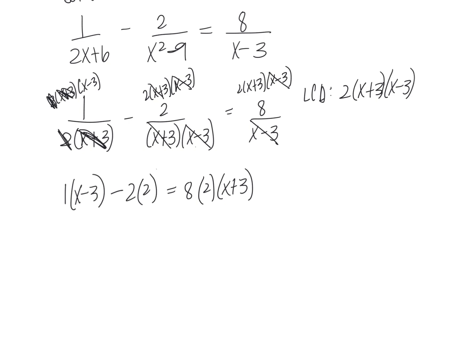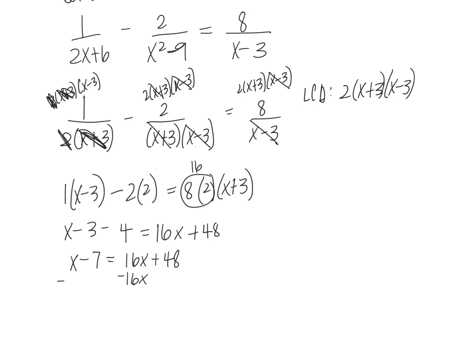So now I want to multiply everything out and combine my like terms. This is 16 right here. So 16x, and then 16 times 3. Again, now that we've multiplied, we're gonna combine our like terms. And I'm gonna move this 16x over to get negative 15x.